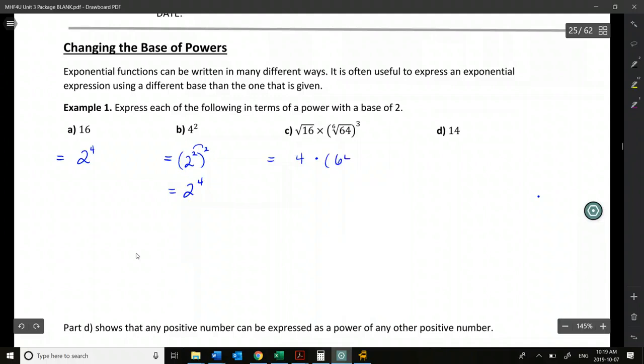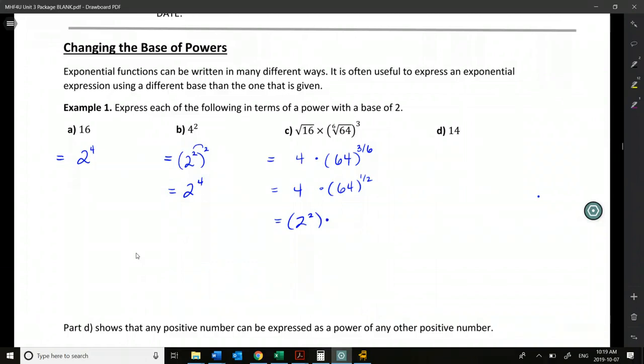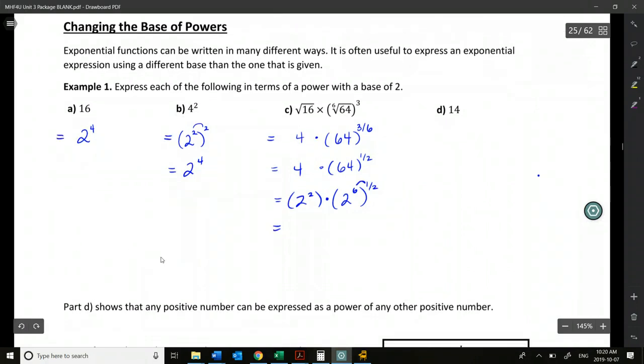And then with 64, I'm going to express this to the exponent 1/2. So actually that gives me 64 to the exponent 1/2. Okay, so 4 we already did. We said 4 was 2 to the exponent 2. How about 64? 2 to what exponent? 2 to the 6. And then here I'm applying power rule. So 6 times 1/2 is 2 to the 3.